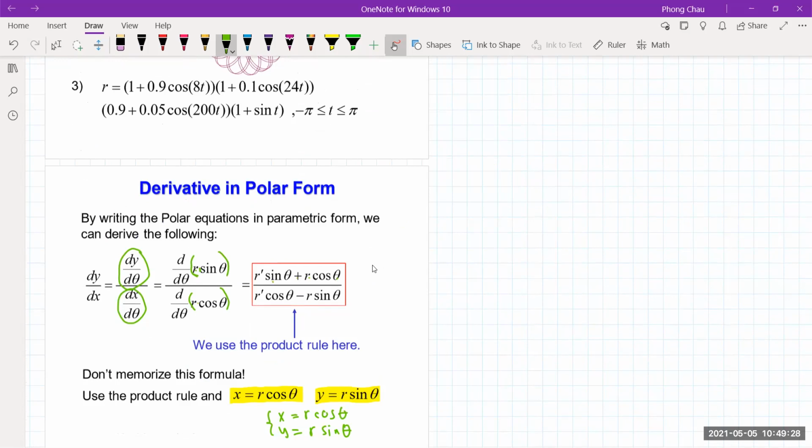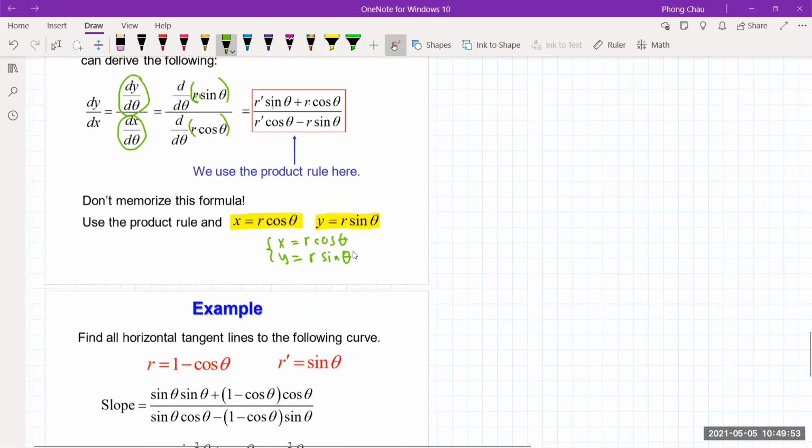Now, some students try to memorize this formula when you take a derivative. You could, but I often don't memorize this formula. Rather, you replace x with r cosine and y with r sine, and then take the derivative using the product rule directly, rather than memorizing this formula. Let me show you an example of what I mean.